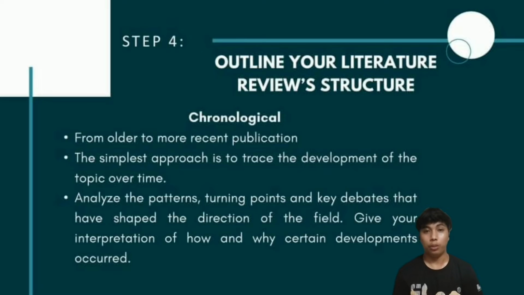Step 4. Outline your literature review structure. Chronological: from older to more recent publications, the simplest approach to trace the development of the topic over time. Analyze the patterns, turning points, and debates that have shaped the direction of the field. Give your interpretation of how and why certain developments occurred.